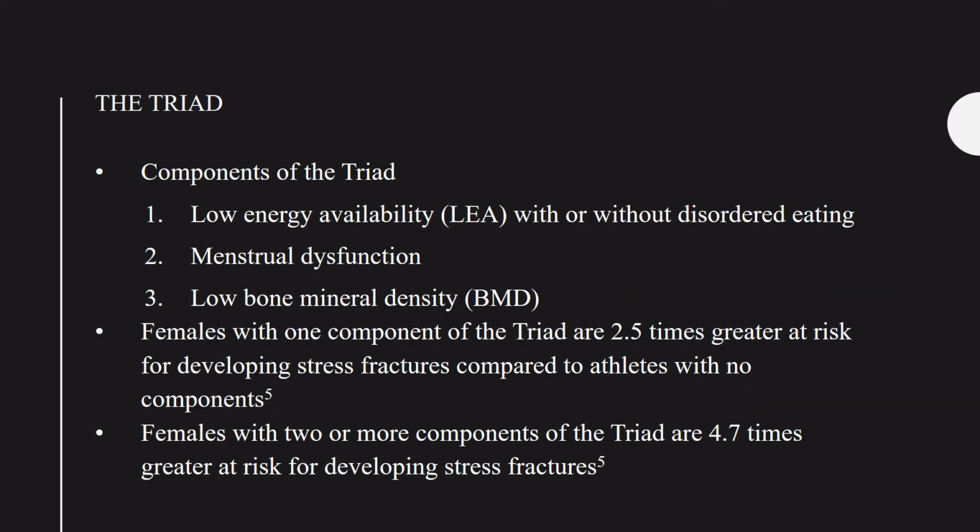There are three components of the female athlete triad: low energy availability with or without disordered eating, menstrual dysfunction, and low bone mineral density. Research has found that females with one component of the triad are 2.5 times greater at risk for developing stress fractures compared to athletes with no components. Females with two or more components are 4.7 times greater at risk for developing stress fractures.